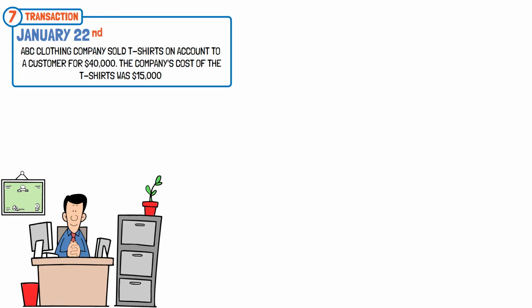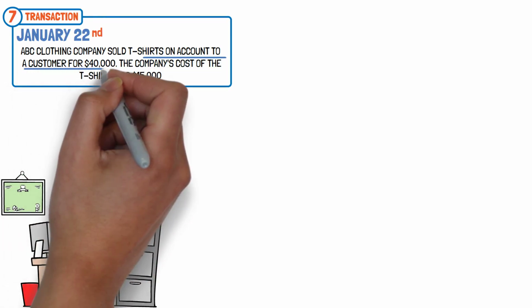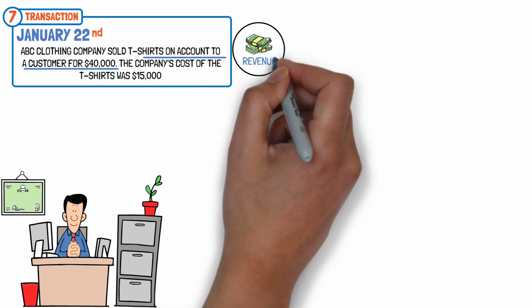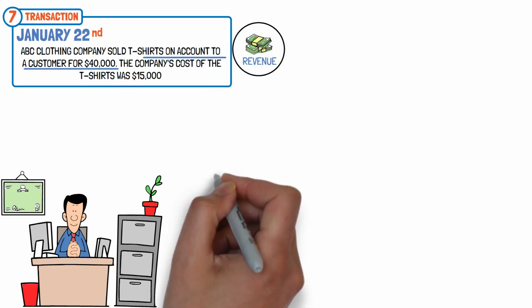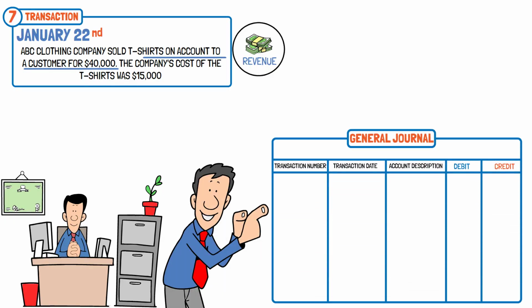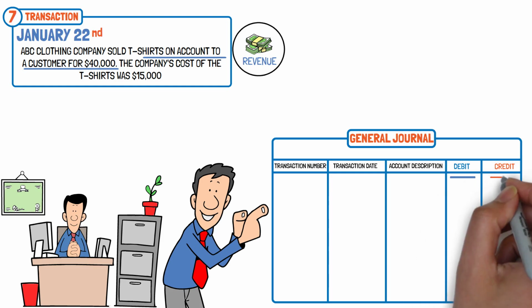The first part to account for is the sale made to the customer. This part will reflect the revenue being recognized or reported in the company's books. We'll record this transaction in the company's general journal, starting with the account that needs to be debited, and then the account that needs to be credited.